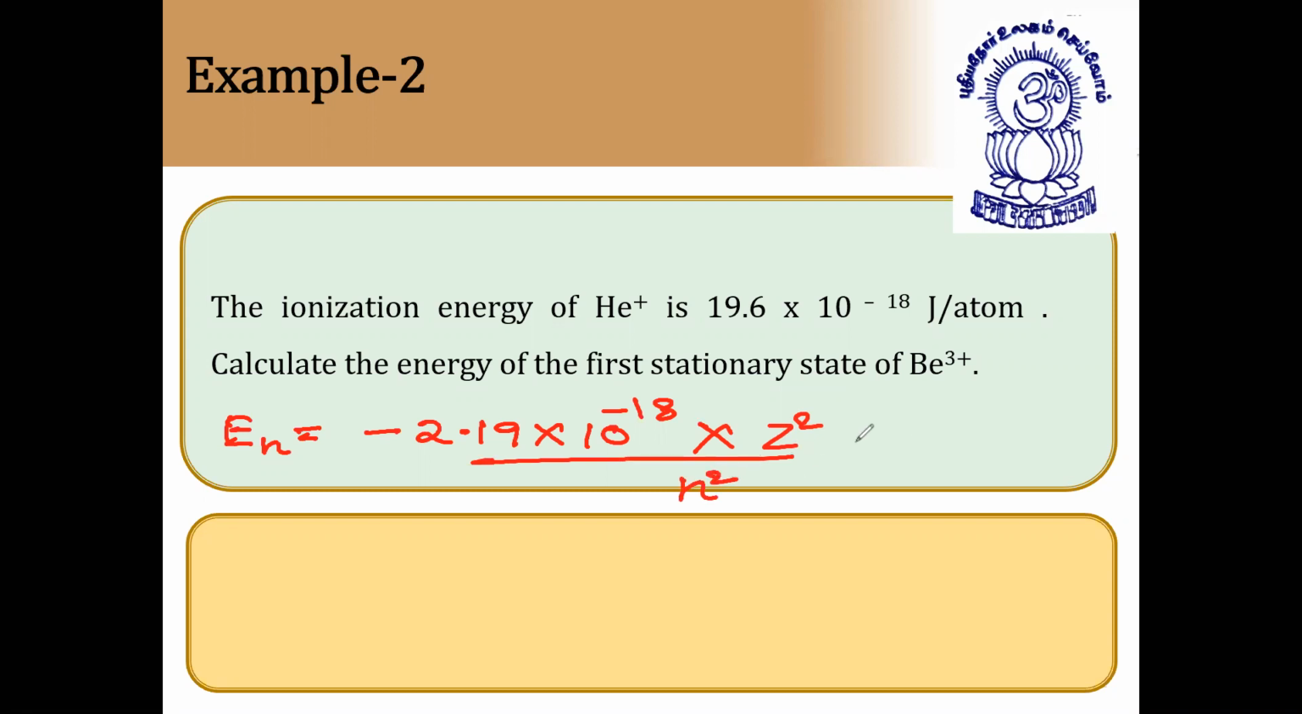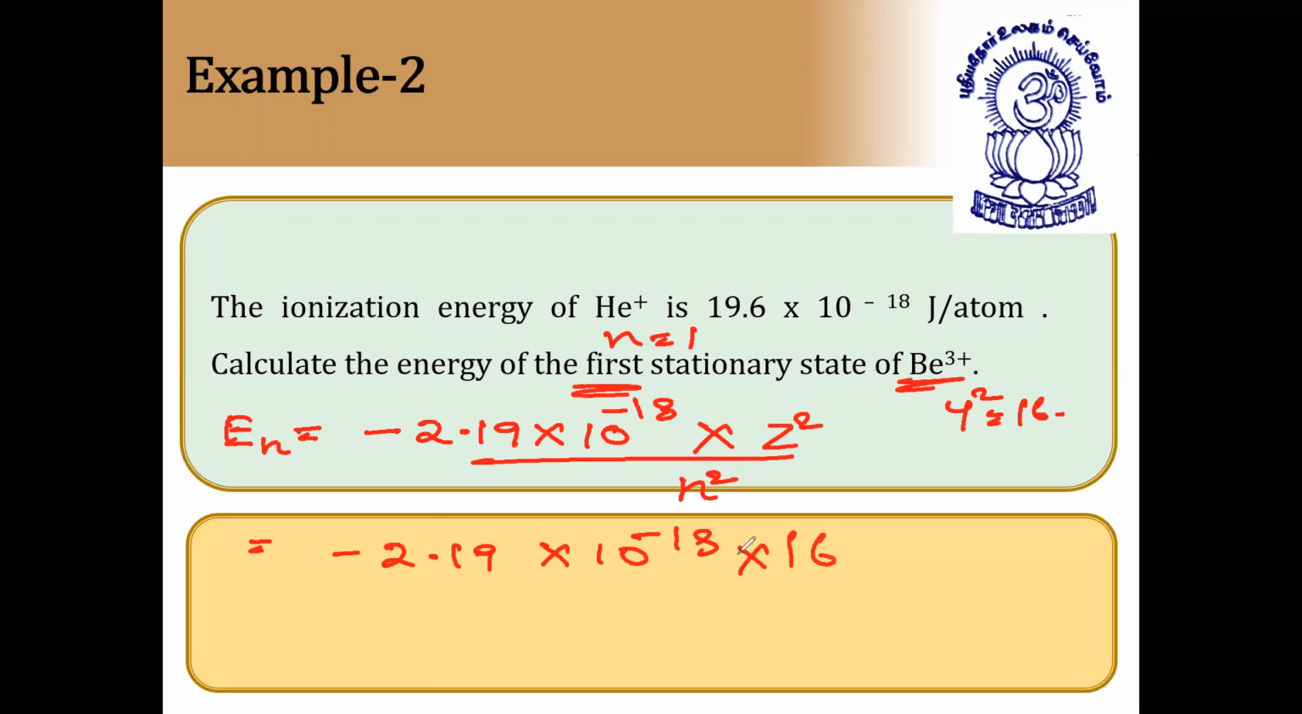Substituting this formula, minus 2.18 into 10 to the power of minus 18 into z square, here z value of beryllium is 4, square, that is 16, by n square. It is the first orbit, so n is 1 only. So minus 2.18 into 10 to the power of minus 18 into 16. After that, you'll get the answer. So next question. I hope this is clear for you. Just note it down.